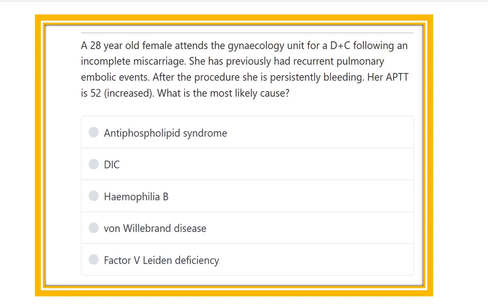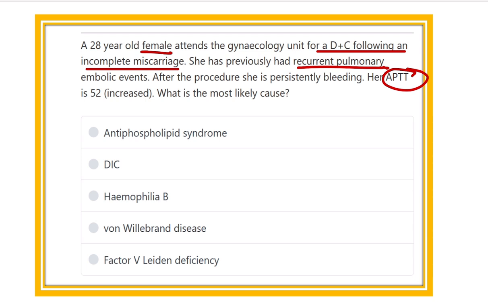A 28-year-old female attended the gynecology unit for DNC, that means dilatation and curettage, for incomplete miscarriage. She has previously had a recurrent pulmonary embolic event. After the procedure, she is persistently bleeding. Her APTT is increased, which is 52.